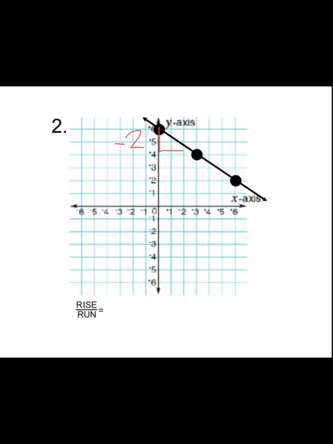And I go over 1, 2, 3 to the right. So my rise would be negative 2. I'm going down 2. And the run would be 3. So negative 2/3. All right, now I'm going to set up my equation. So y equals mx plus b. I'm going to replace the m with negative 2/3.